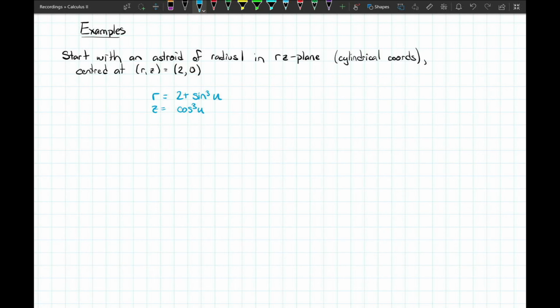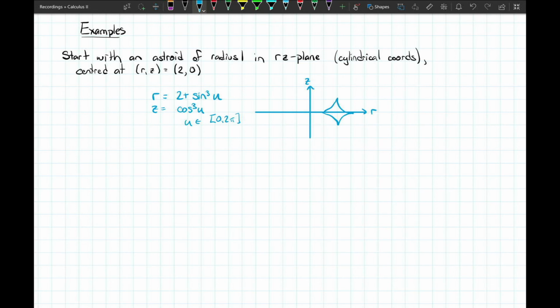So for a neat little example here, let's start off with an asteroid. That's that interesting sine cubed cosine cubed shape with a radius of 1 in the RZ plane. So I'm using cylindrical coordinates here. We're just going to shift this to the right by 2 units along the R axis. So r is equal to 2 plus sine cubed u, where u is my parameter, and z is equal to cosine cubed u. u is a parameter between 0 and 2 pi. So if we want to try to sketch that, we're going to go 2 units to the right, we're going to draw that asteroid.